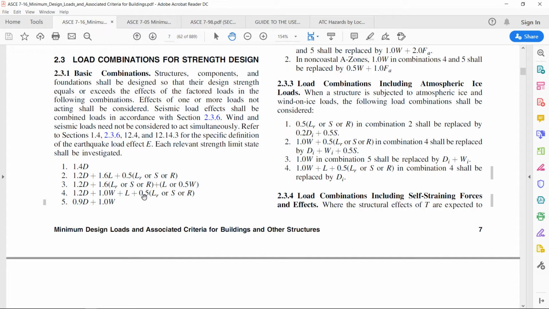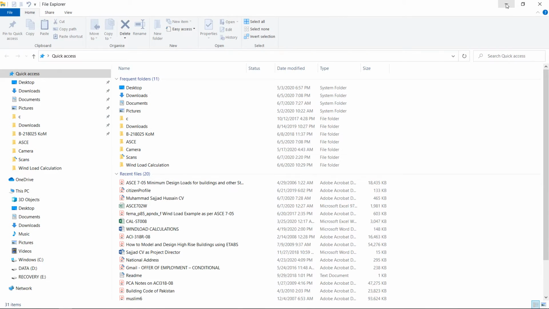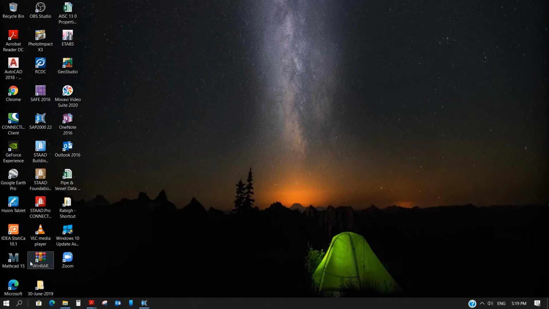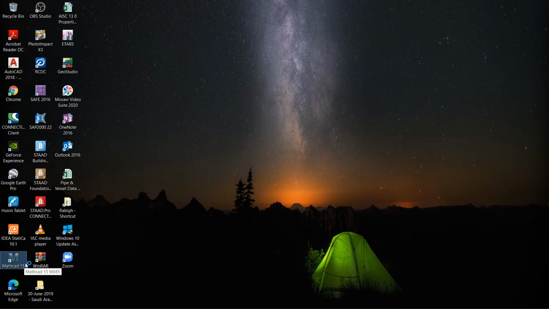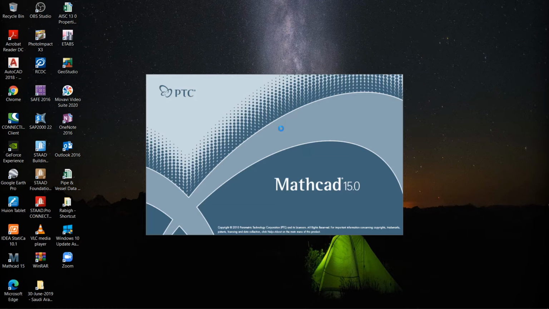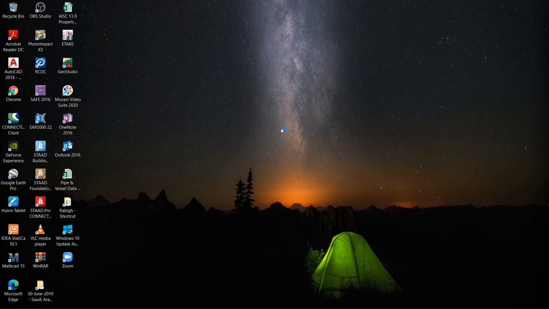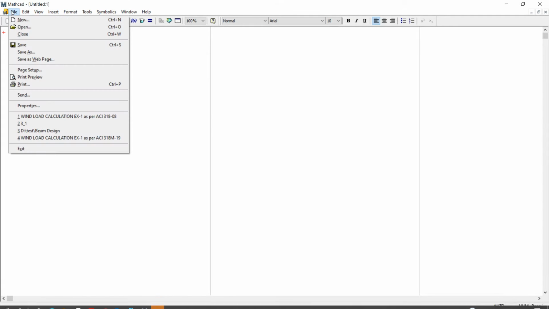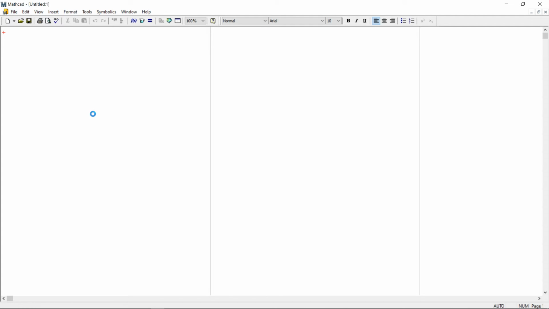So let us go back to the problem and let us define our wind load provisions for this structure. For that, what I have done, I used my MathCAD and I tried to calculate the wind load manually.